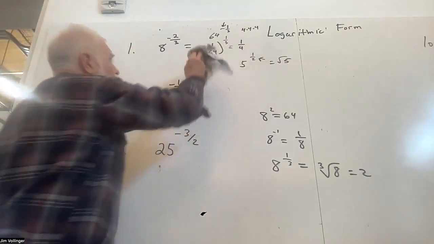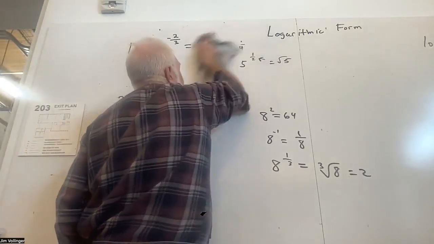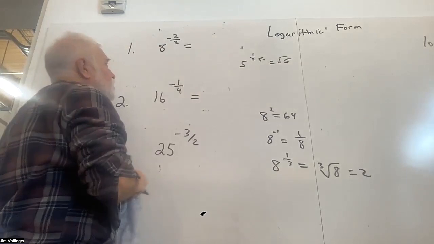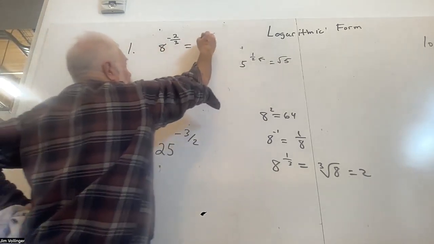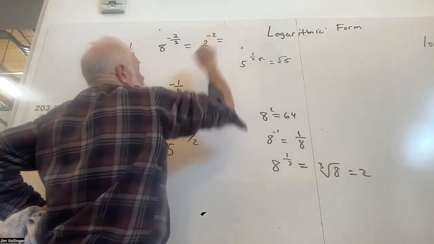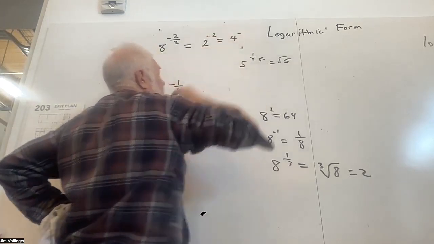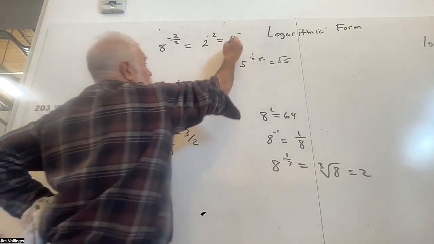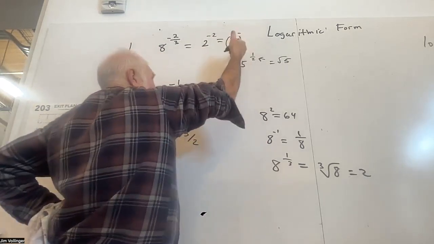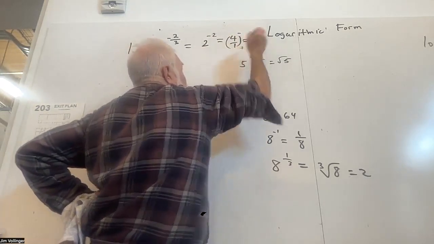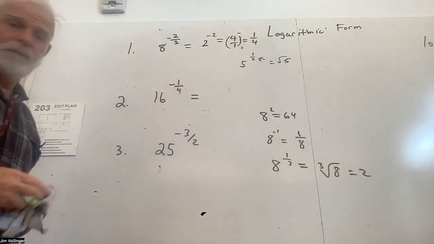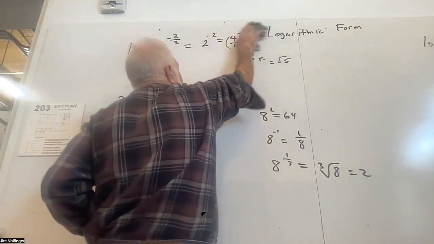Let's do it in a different order. Let's take the cube root first. Well, the cube root of 8 is 2. What's 2 to the minus 2? Well, we know 2 squared is 4. We still got that minus operation, which is really reciprocating, so 1/4. Yeah, just getting a little practice here.